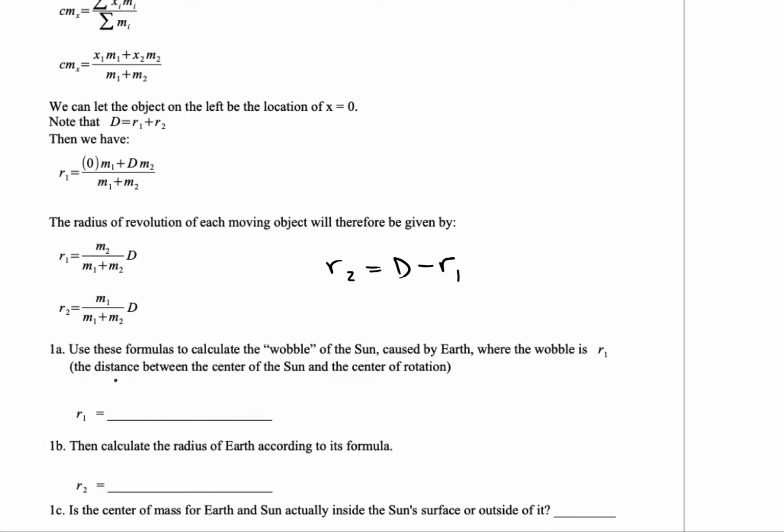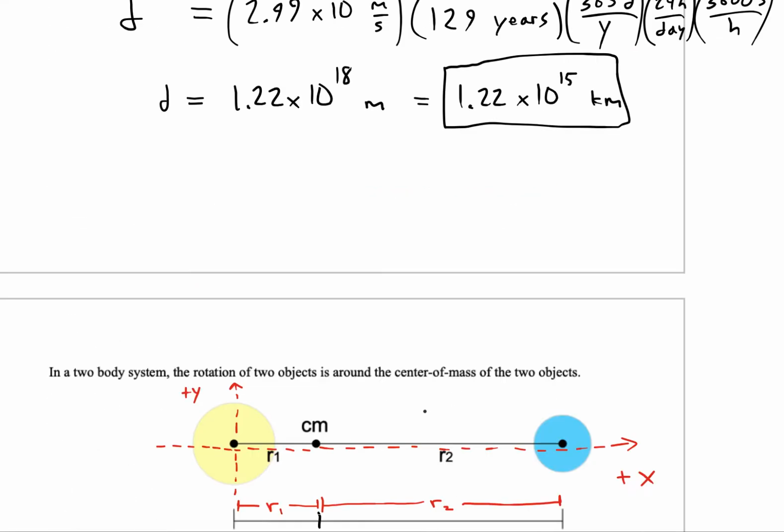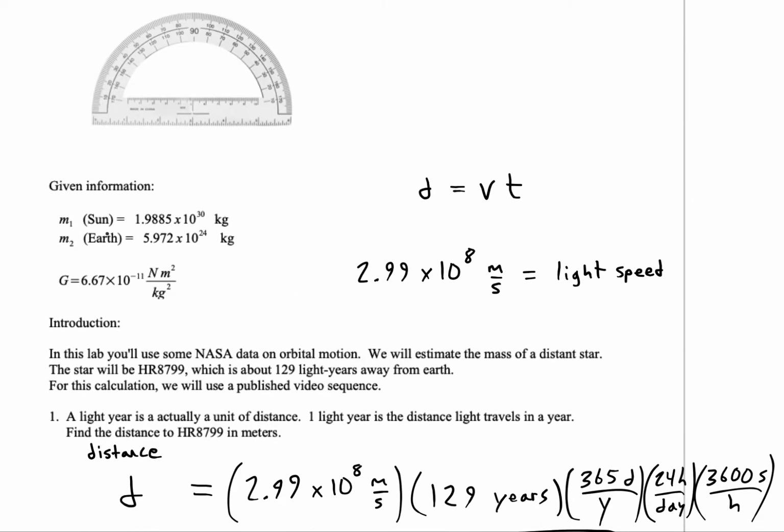So use those formulas to calculate the wobble of the sun caused by the Earth, where the wobble is R1. That would be the distance between the center of the sun and the center of mass. So we'll find out if the center of mass between the sun and Earth is inside the sun, or is it just outside the sun. Alright, so up above it tells us the mass of the sun and the mass of the Earth.